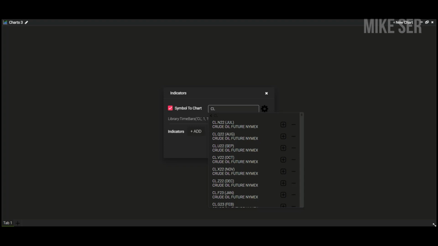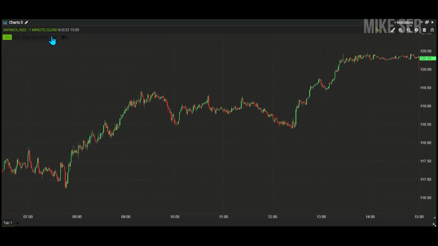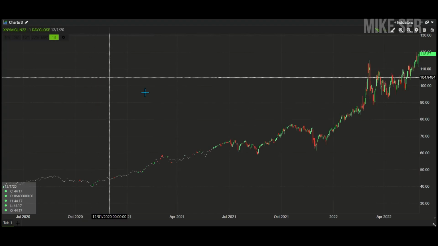So first of all, let's pull up a chart of crude oil. The crude oil symbol is CL, and we're going to trade the closest forward contract, which is CLN22, the July crude oil futures contract. So let's select this one, click save here, and then let's pull up a daily chart of crude oil.